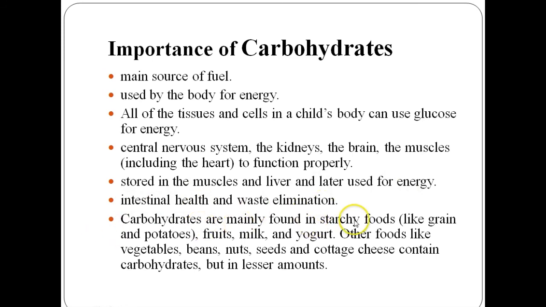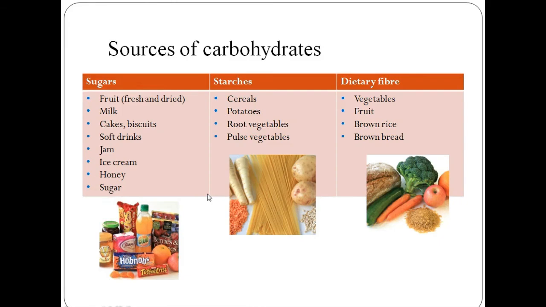Carbohydrates are mainly found in starchy foods like grains and potato, fruits, milk, and yogurt. Other foods like vegetables, beans, nuts, seeds, and cottage cheese contain carbohydrates but in lesser amounts. Now let us see the different sources of carbohydrates. We need to know where these carbohydrates are found.